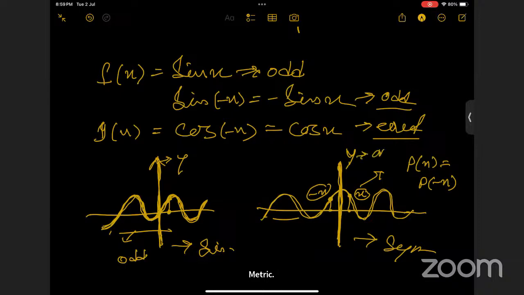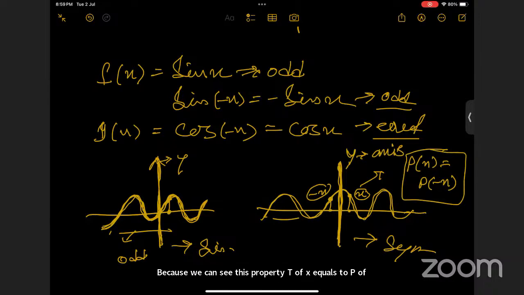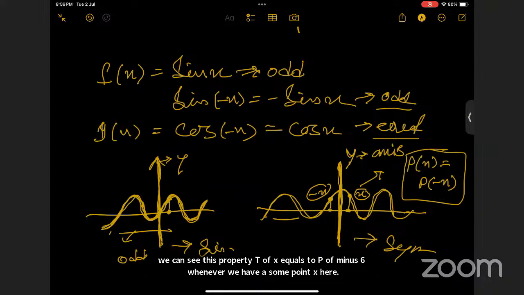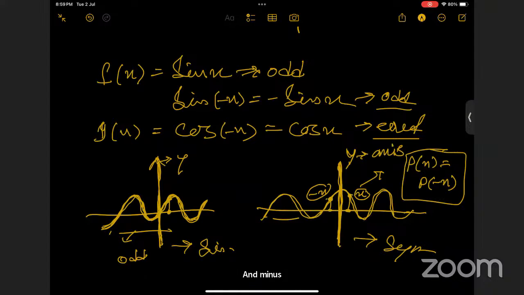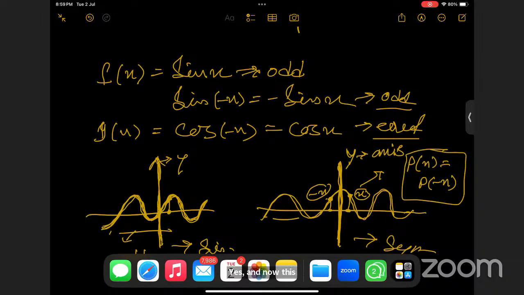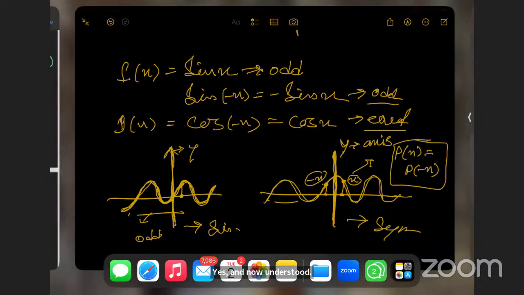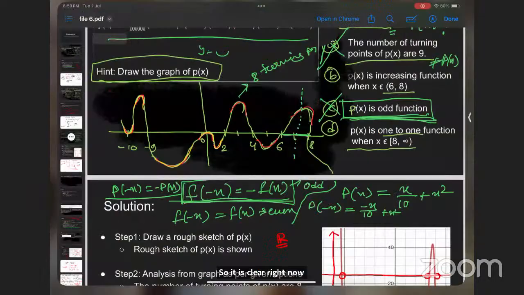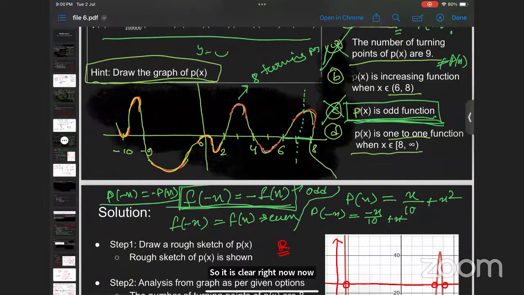Because we can see this property: P of x equals P of minus x. Whenever we have some point x here and minus x here, the functional value will be the same. So it is clear now, right? Yes, ma'am, even is clear. Can you explain odd again, one by one, please?